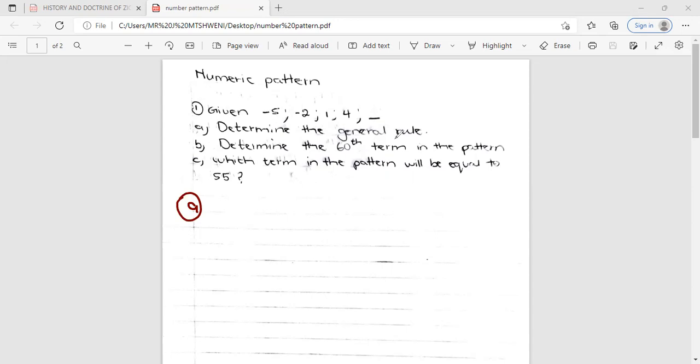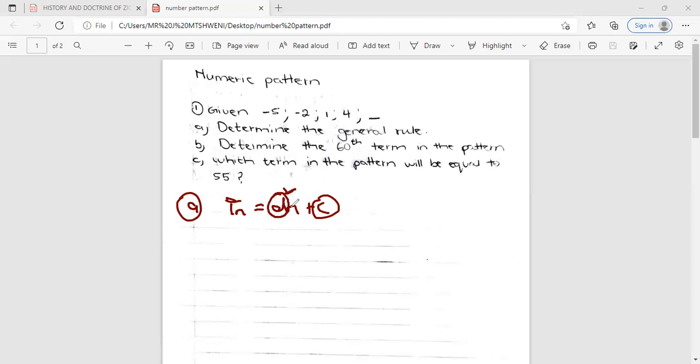Right, the first one, determine the general rule. In order for us to determine the general rule, we need the formula. The formula for numeric pattern, remember, is Tn equals Dn plus C. That's the formula for calculating the numeric pattern. But we cannot just put in the values without finding the constant difference. Once we find the constant difference, it will be easy for us to find the constant value, and then we will have a complete formula or complete general rule. So we need the constant difference.